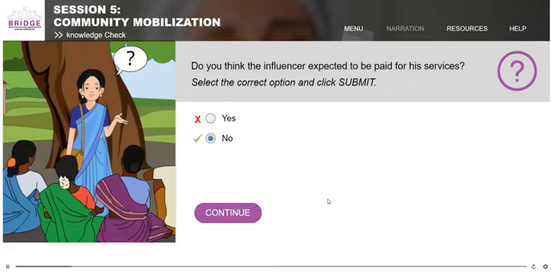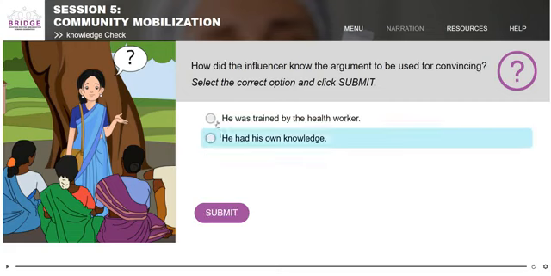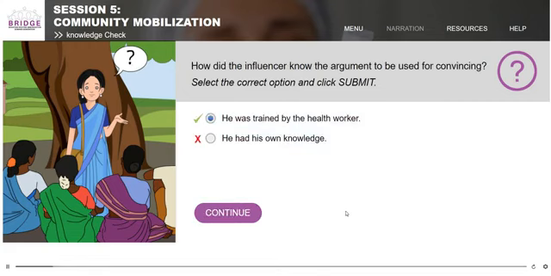Your answer is correct. While enrolling influencers, it is better to clarify that no financial gain will be there. A good influencer will not expect to be paid for his services. Your answer is correct. A health worker must train the influencer before asking to support in the field.